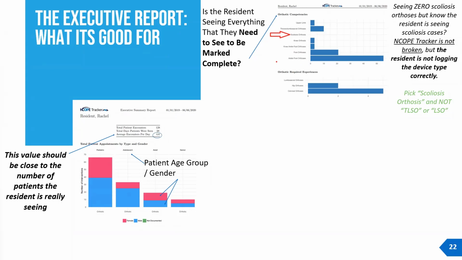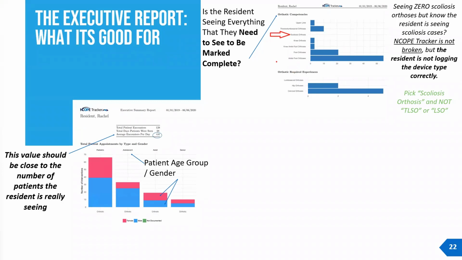On that note, total patient encounters. This is the number of encounters that resident has logged during these dates, January 1st, 2019 through June 6th, 2020. And then it'll take the total number of days patients were seen and divide this total count by the number of days patients were seen to calculate the average encounters seen per day. And you might be thinking 4.6 patients per day sounds pretty good. And I'd say, actually, that is a good average. The challenge is if the resident saw 128 patients and they actually worked 128 days, they're clearly not logging. So that can be a potential issue.